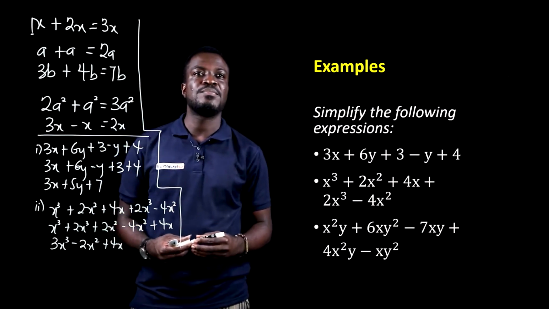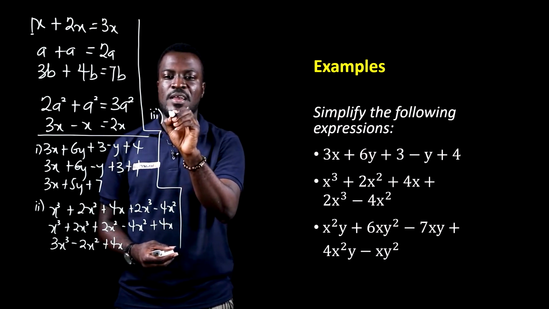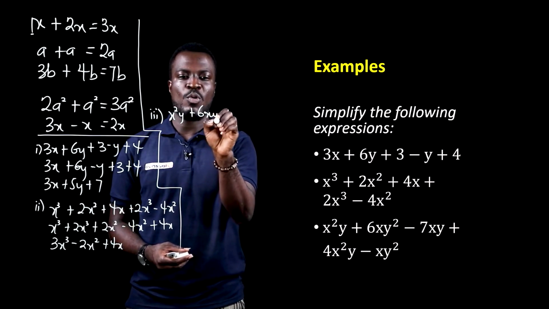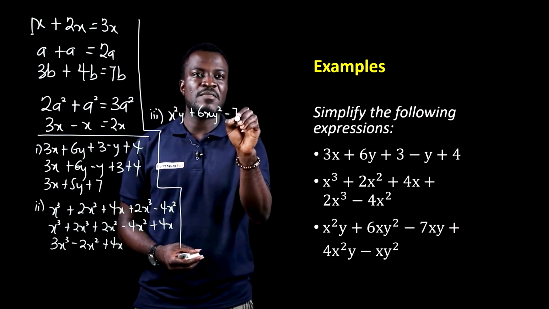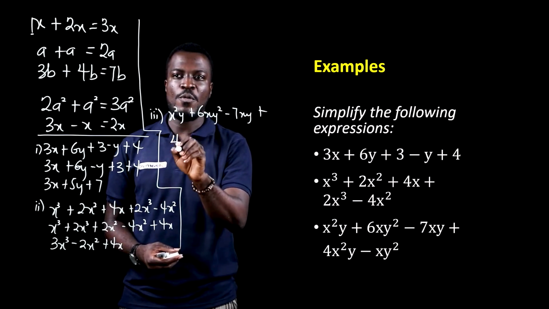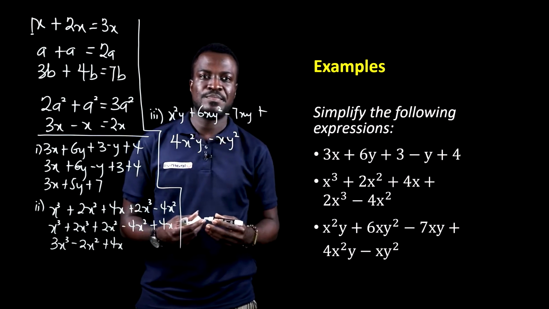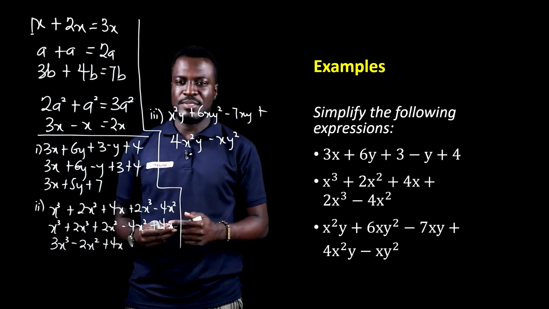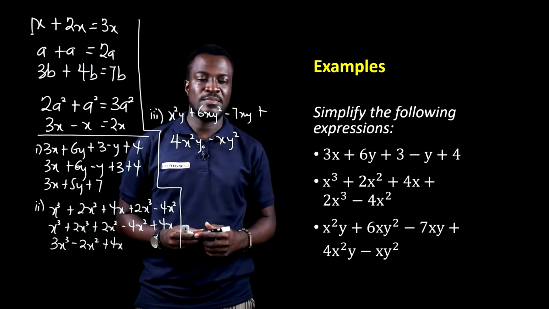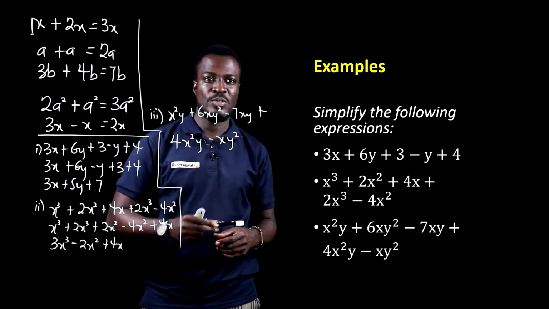And then let's try the last example. So we have example 3. We have x squared y plus 6xy squared minus 7xy plus 4x squared y minus xy squared. So let's group the like terms. This is x squared y. This is also x squared y. So they are like terms. This is xy squared. This is also xy squared. So they are also like terms.